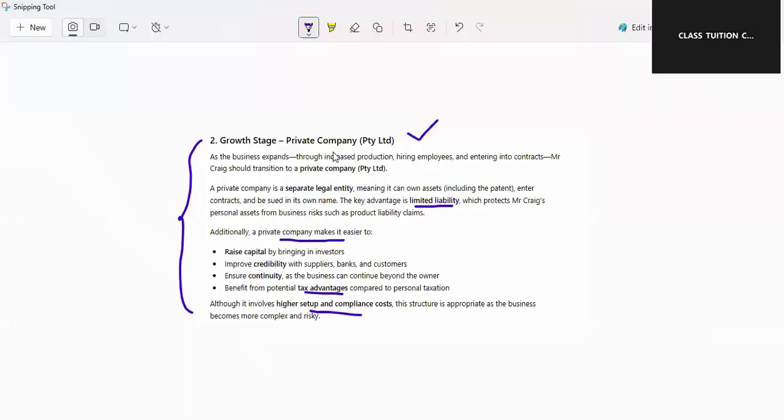So the growth stage will be what? A private limited company, where the company will assume a private entity and take limited liability to protect his personal assets from liability and risk. And additionally, the company will enjoy the advantages of raising more capital, improving credibility and continuity. These are the advantages we're talking about. All right. So maybe you get your additional 3 marks there. So maybe the first part, depending on the marking key, you have 3 marks, the first 3 marks.